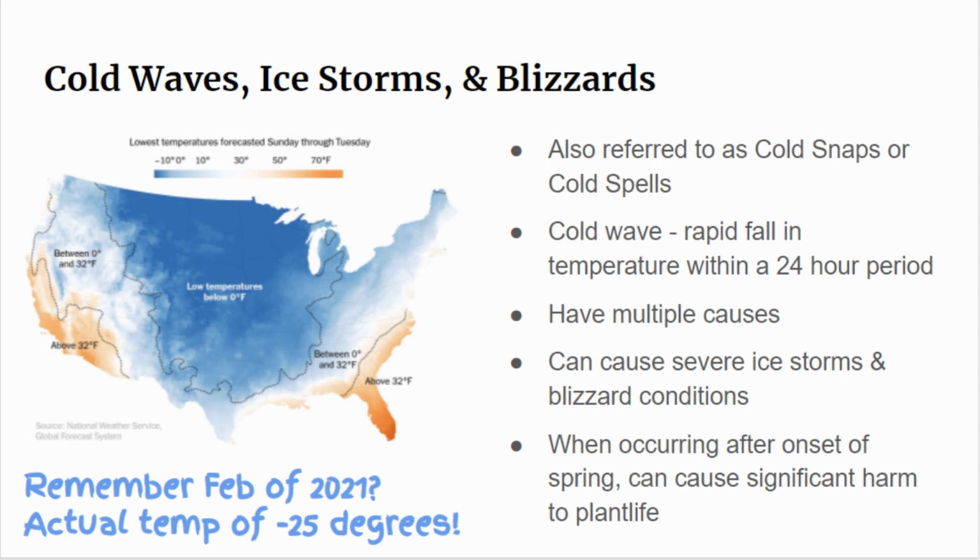These types of extreme weathers can be referred to as cold snaps or cold spells, a cold wave. There's lots of different causes for these. One of the causes, especially for the recent one we had, is again that polar vortex coming down. But you can have all kinds of different conditions that will arise that will cause these to happen.